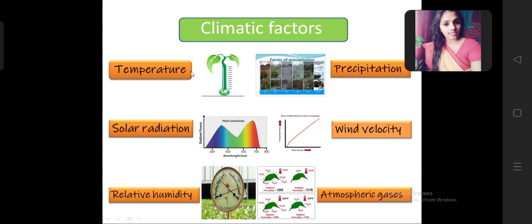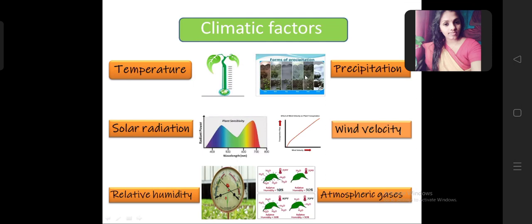The optimal temperature for growth is about 15 degrees Celsius to 40 degrees Celsius, or around 75 degrees Fahrenheit. This is the optimal temperature where the growth of the plant will occur moderately. Above and below this will hamper the growth of the plant, and a reduction in growth will be observed.